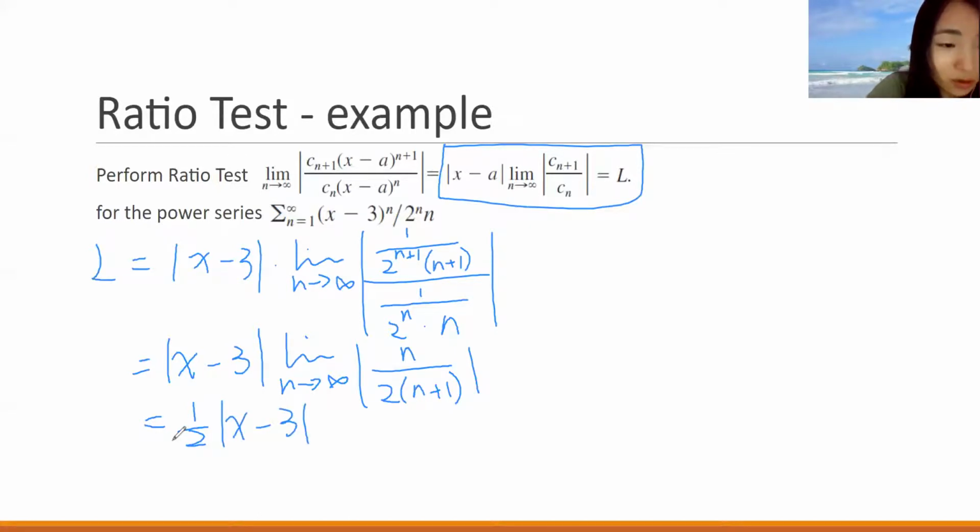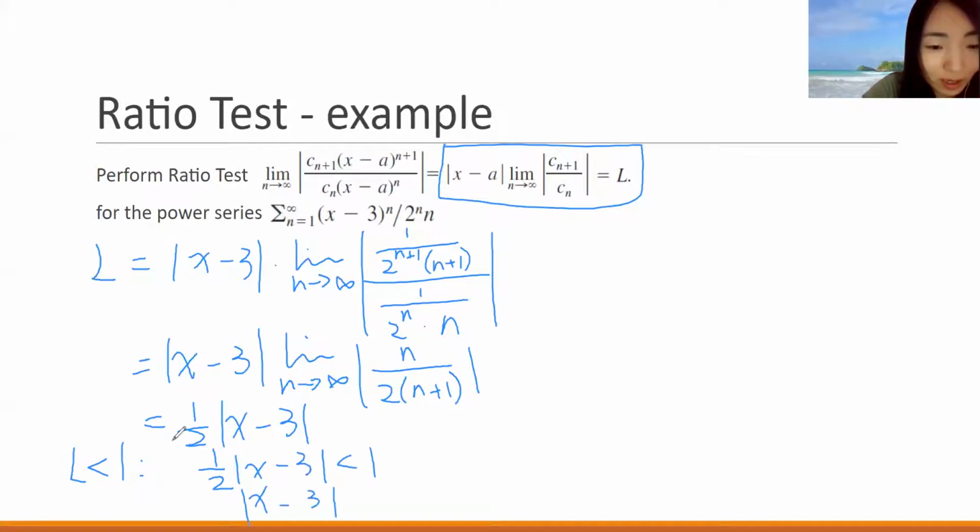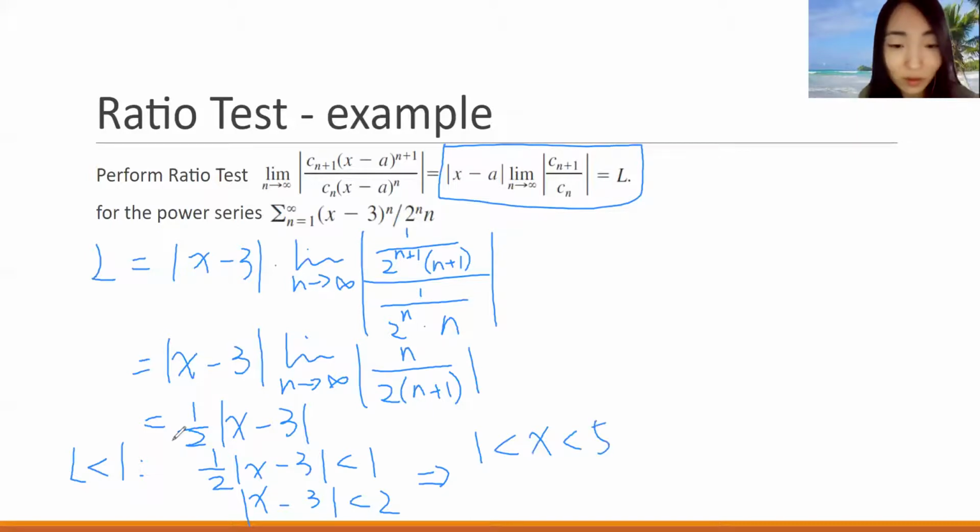So here, remember the ratio test, we will have three different cases. When L is less than 1, this gives us 1/2 times x minus 3, less than 1. So we have x minus 3 in absolute value is less than 2, and this is 1 is less than x, and x is less than 5. So inside of this interval, the series converges absolutely.